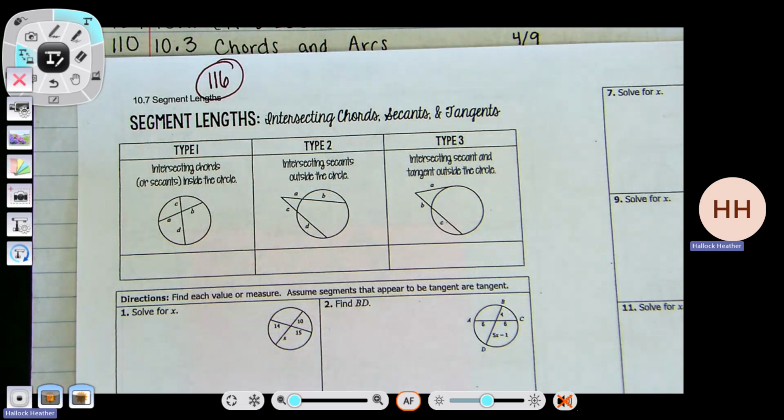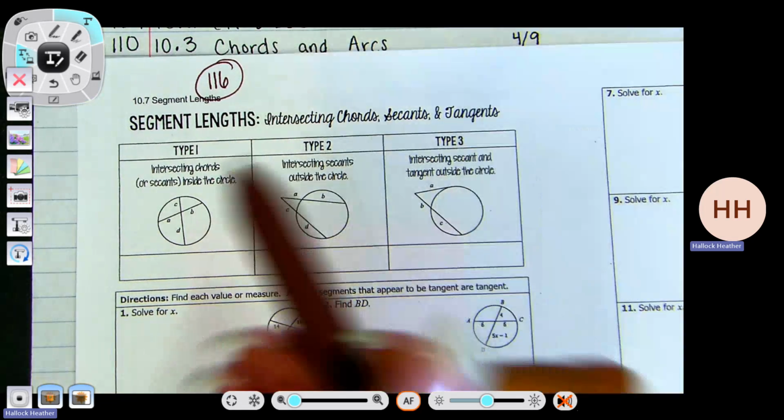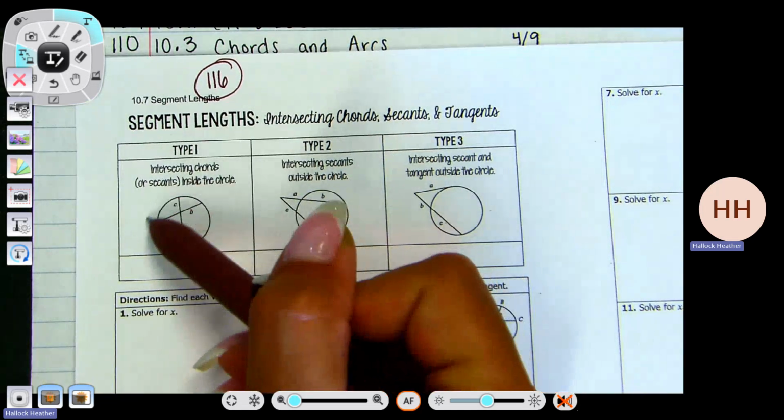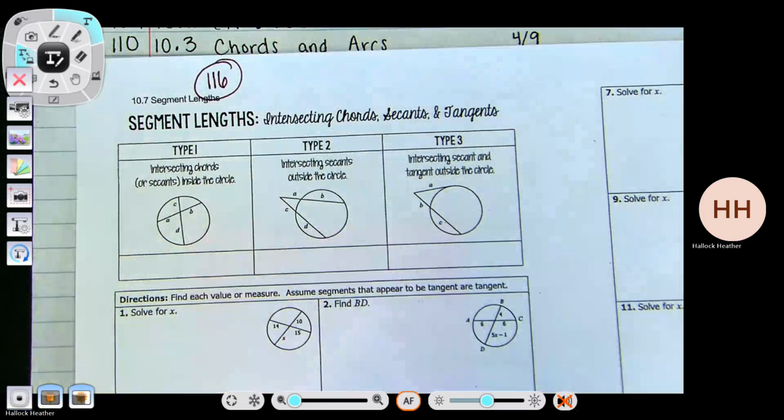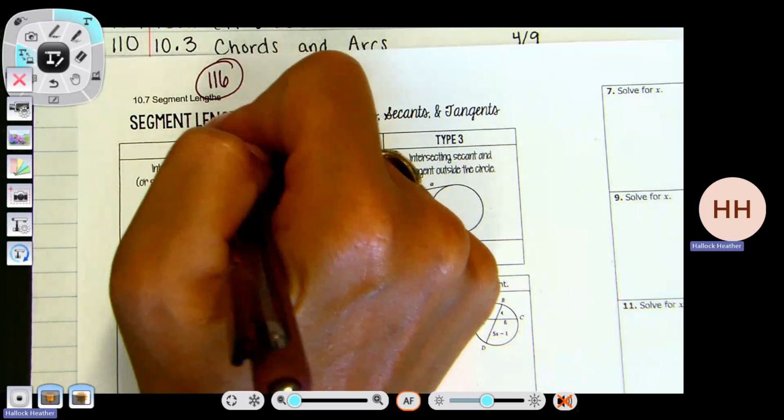Okay, so these look like yesterday's, and you're like, this isn't new, this looks the same. It's different. Yesterday and the day before we were doing angles. Angles was big arc minus small arc divided by 2 makes the angle. If it crisscrossed in the center, we added the arcs, divided by 2 and got the angle. These are not angles. These are lengths.